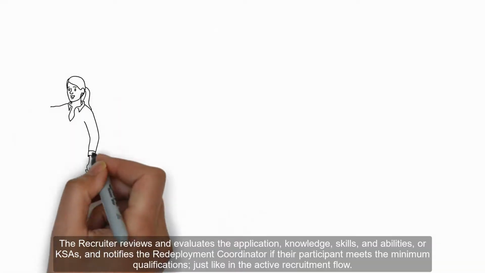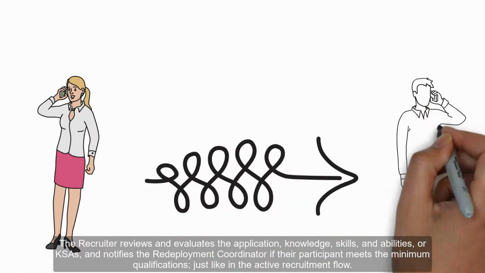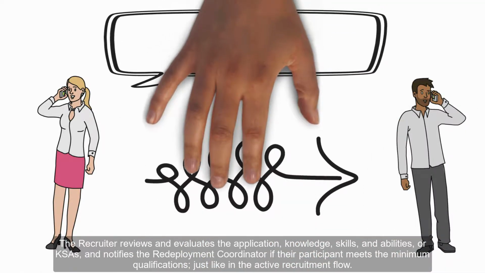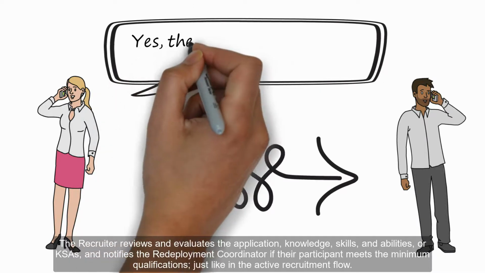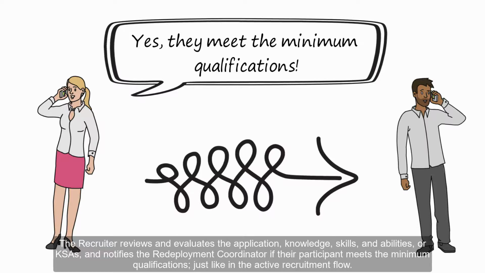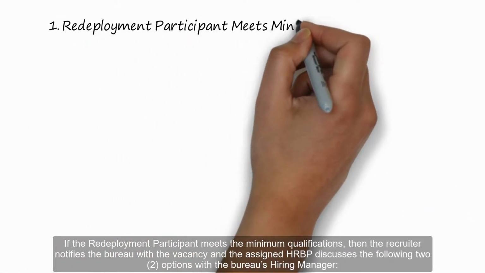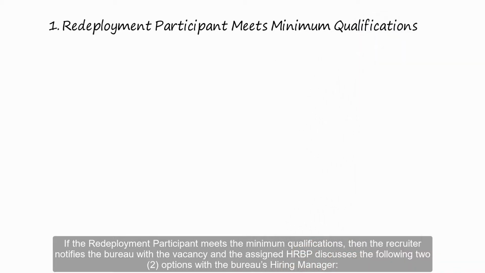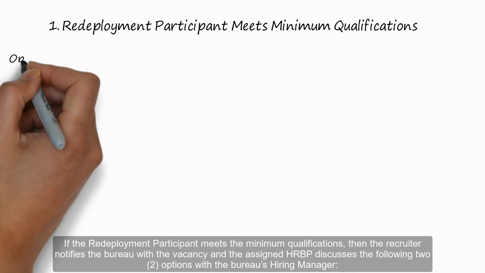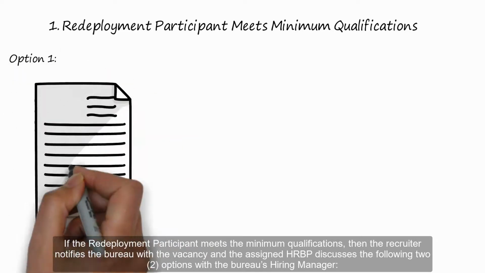The recruiter reviews and evaluates the application, knowledge, skills, and abilities, or KSAs, and notifies the redeployment coordinator if their participant meets the minimum qualifications, just like in the active recruitment flow. If the redeployment participant meets the minimum qualifications, then the recruiter notifies the Bureau with the vacancy, and the assigned HR BP discusses the following two options with the Bureau's hiring manager.